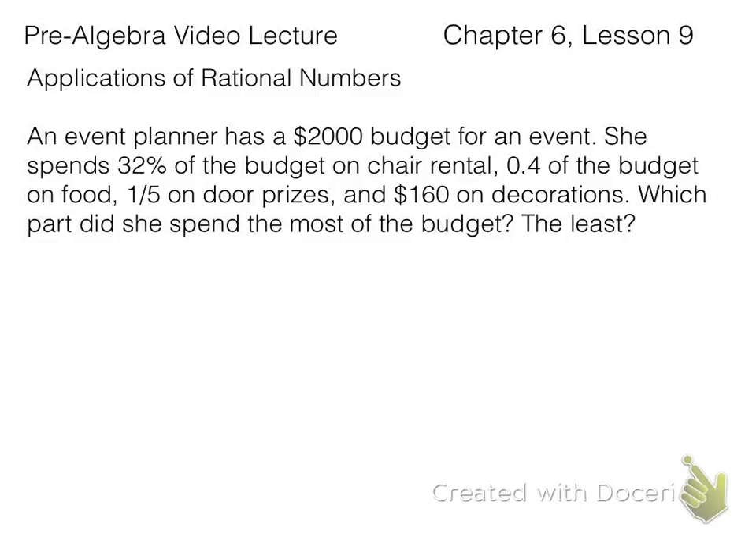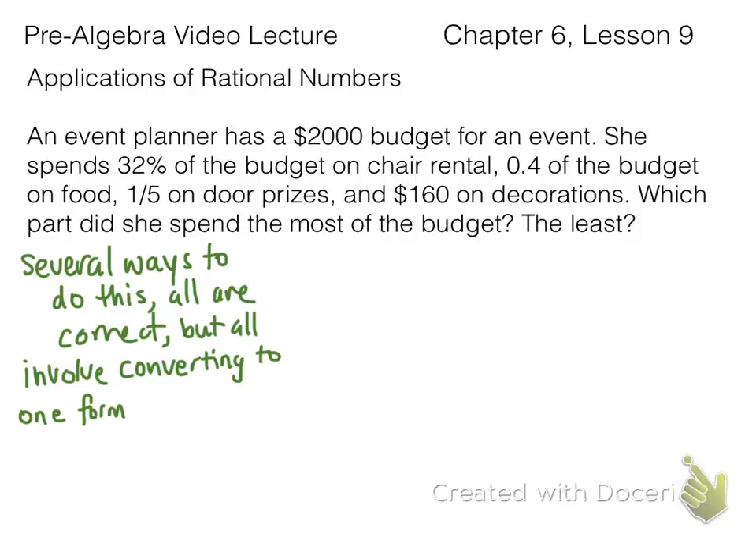So, an event planner has a $2,000 budget for an event. She spends 32% of the budget on chair rental, 0.4 of the budget on food, 1/5 on door prizes, and $160 on decorations. On which part did she spend the most money? The least? Okay, so there are several ways to do this, but all of them involve converting to one form, either percent, decimal, or fraction, and then comparing.